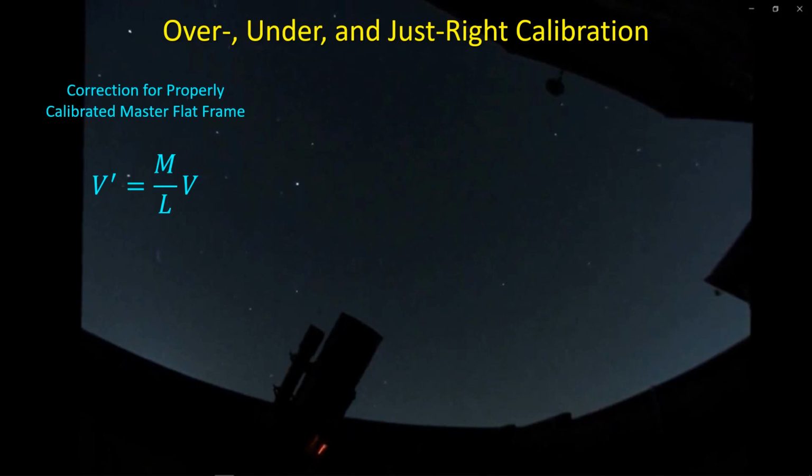Now, what do I mean by properly calibrated? What I mean is we've taken out all of the non-flat related noise. So we've taken out bias, read noise, we've taken out dark current noise, we've taken out all the noise sources except those that are associated with the image defects arising from dust or whatever shadows in our optical train. What if we don't correct for that?